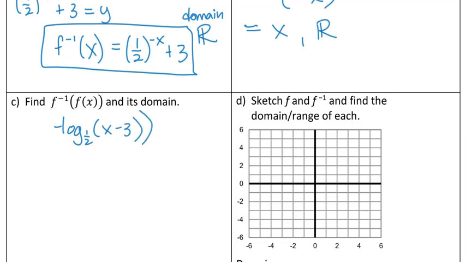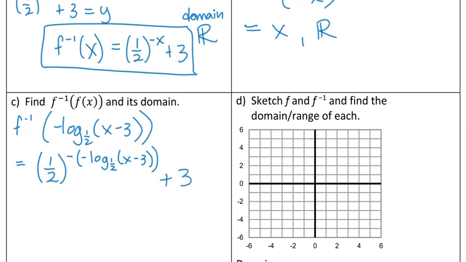So there's our function. We're going to plug it into f inverse. F inverse is going to take that and it's going to raise 1/2 to the opposite of that. So there's two negatives that show up, one from the function and one from the inverse. And then in the end, we'll add 3.